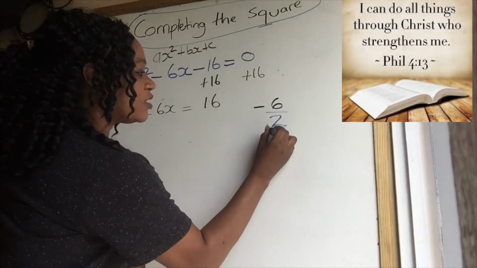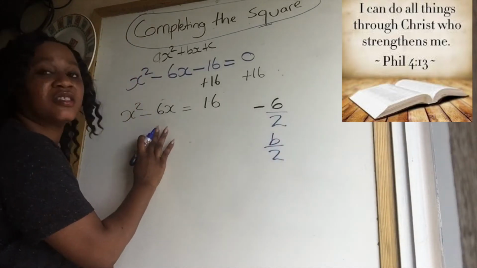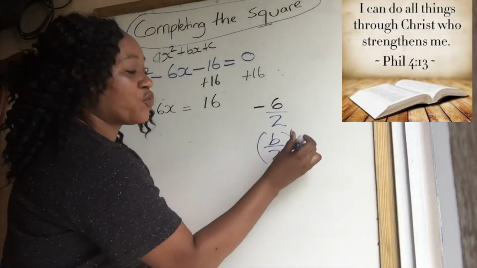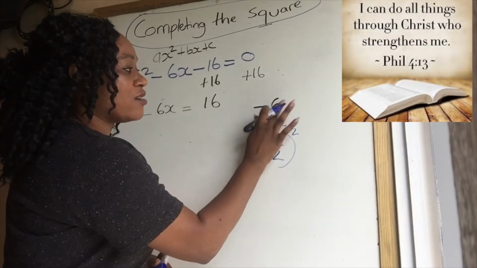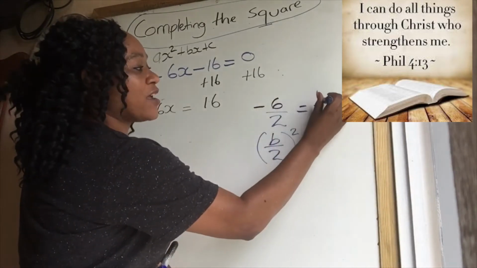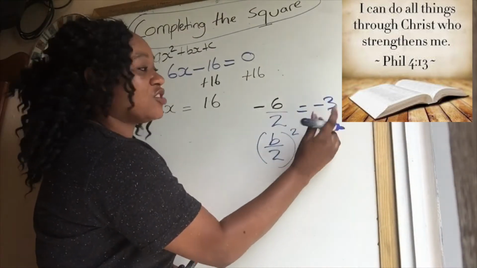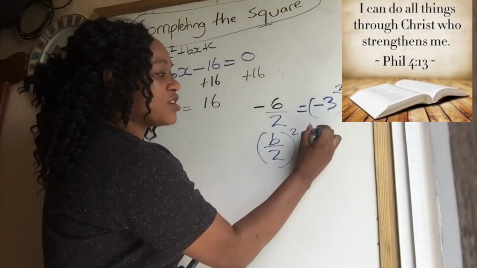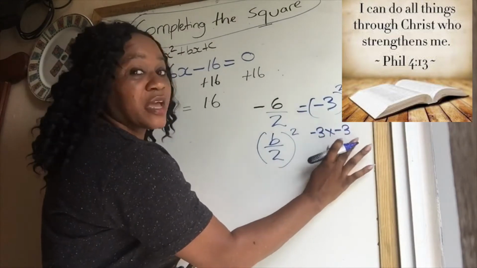We know that this is b, minus 6. So we're taking half of b. When we take half of b, we're going to square it. Cool? So we know that it's minus 6 divided by 2, and that is equal to minus 3. Alright? When you get that minus 3, you're going to square it. And we know minus 3 squared is the same as minus 3 times minus 3, and 3 times 3 is equal to 9.